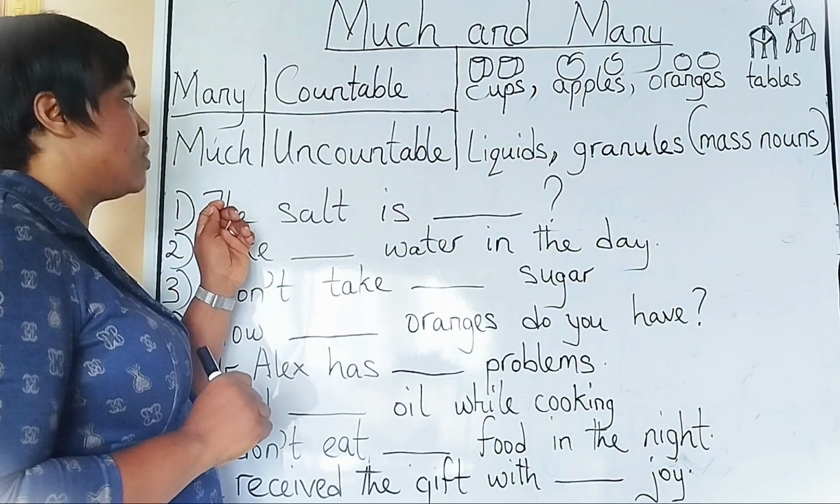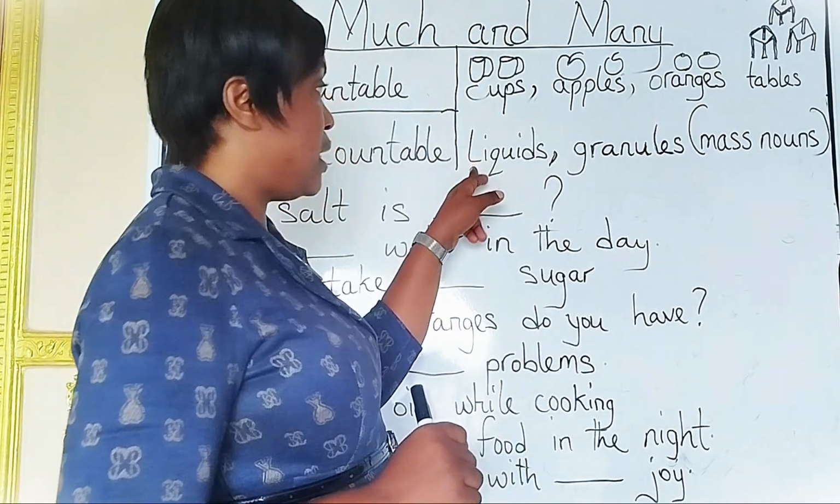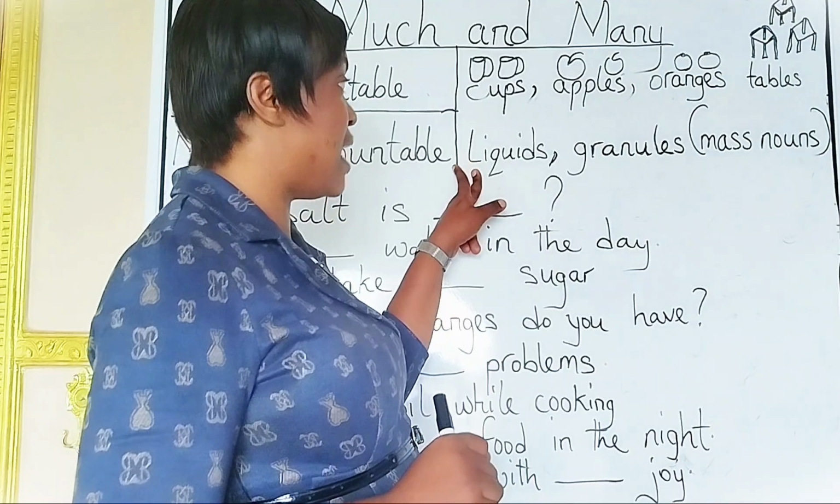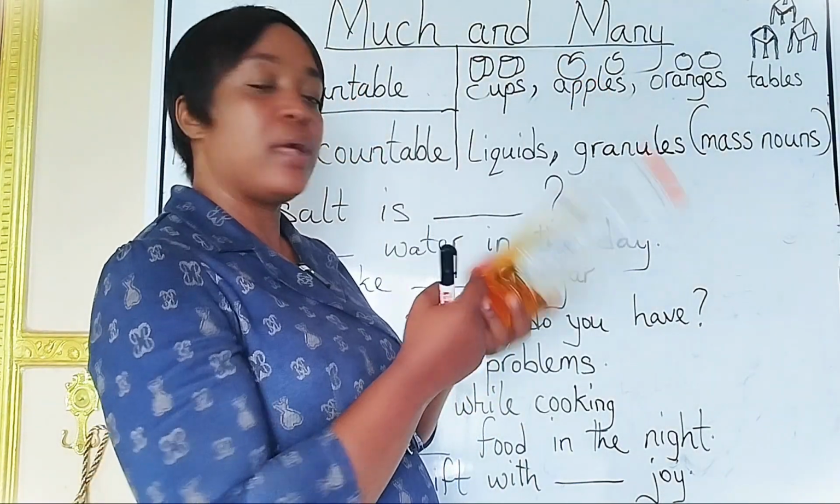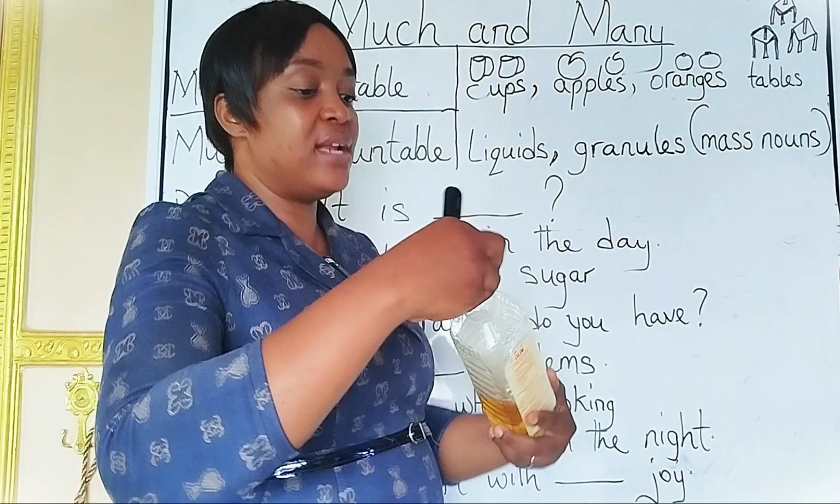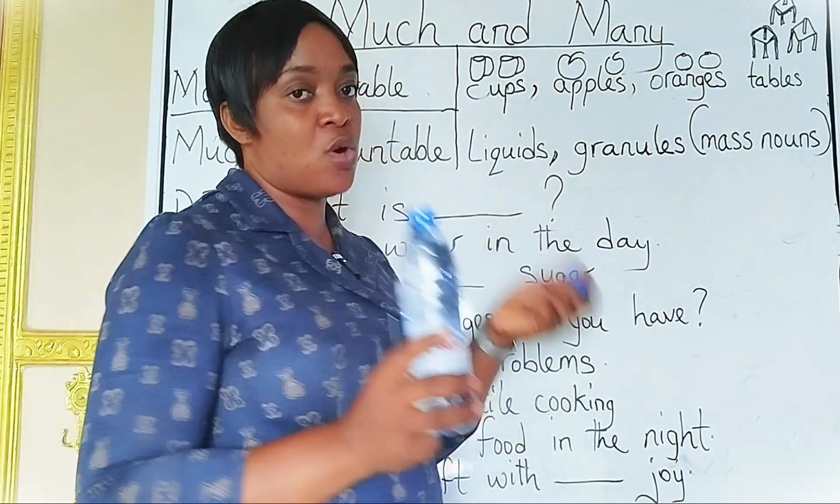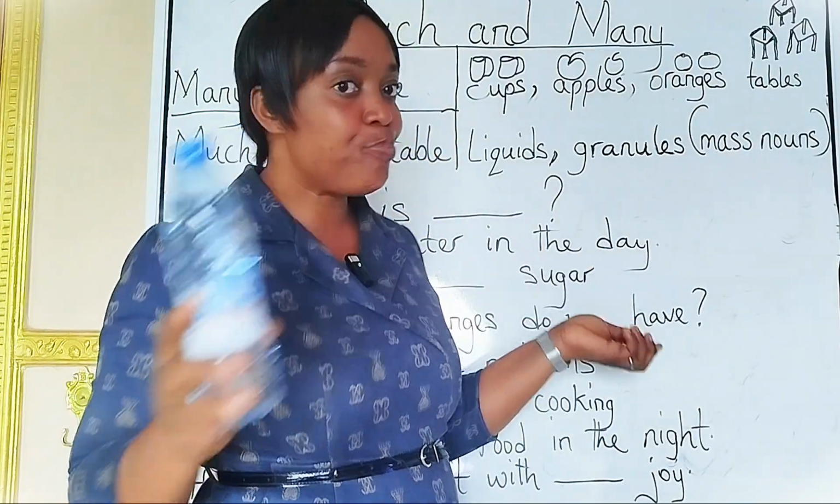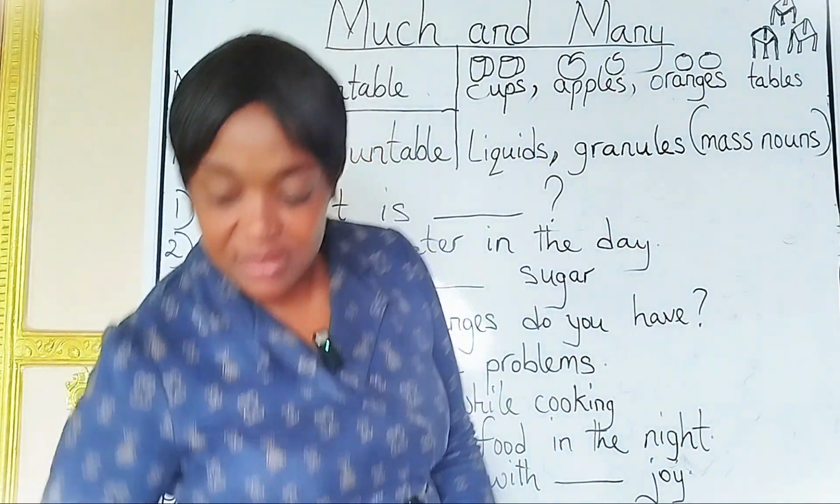And things we can't count are called uncountable. For you to know things we can't count, they are liquids. For example, right here, this oil. I can't count this. So anything in a liquid form can't be counted. What about water? You can't count them.